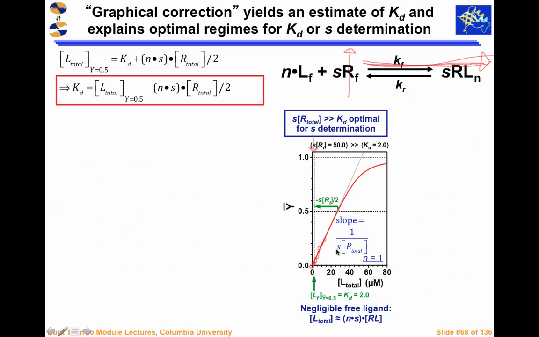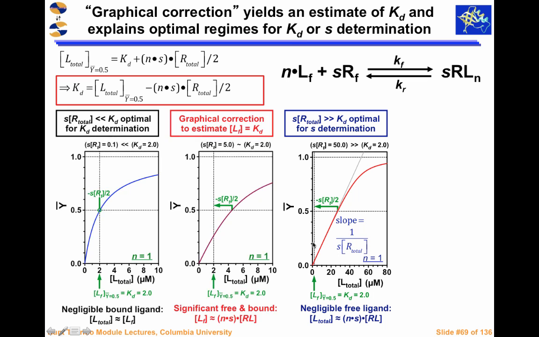All right, so let's try to tie all this together. I've brought back the graph showing the other regimes of the binding experiment, and let's just step through it again. Let's start with the one regime that we just looked at. When SRT is much greater than KD, the incoming ligand is basically saturated by the receptor. When we do the graphical correction, it's going to lead us back close to the origin with a little bit of noise in the data.